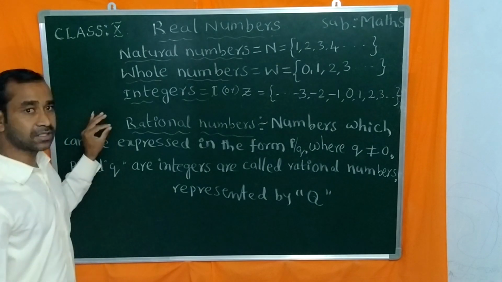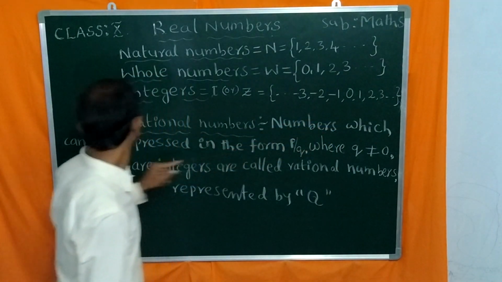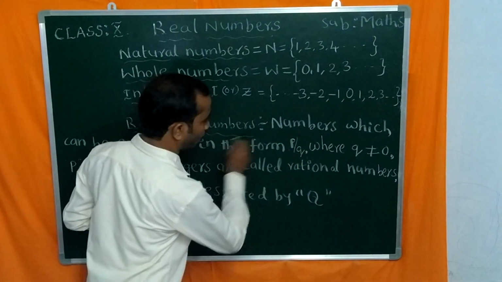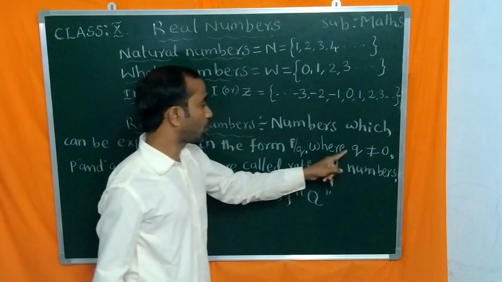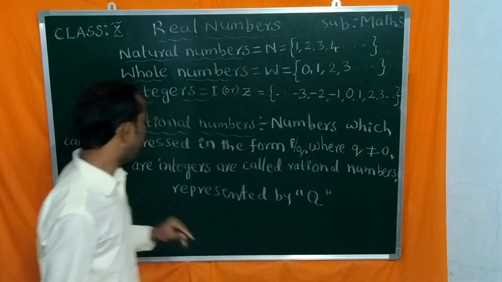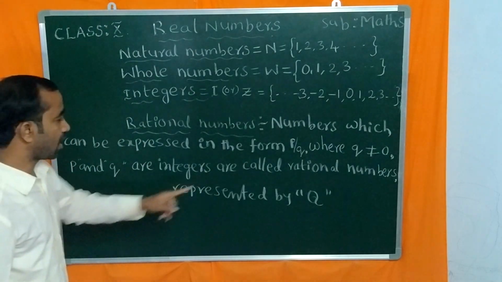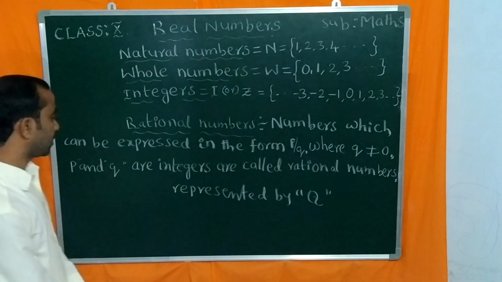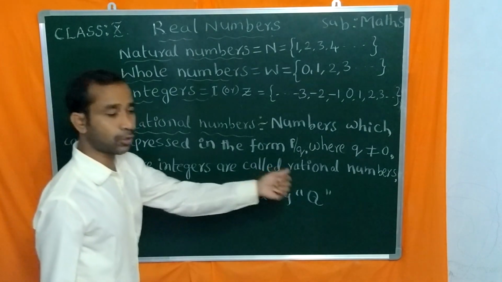Next, rational numbers. The numbers which can be written in the form of p by q. Here two conditions are there. First condition, q does not equal 0, and second condition, p and q are integers. These are called rational numbers. Rational numbers are represented by capital Q.